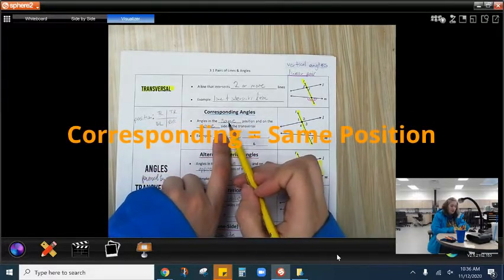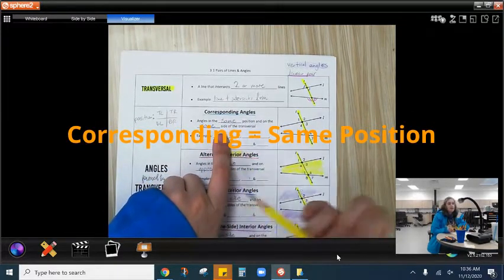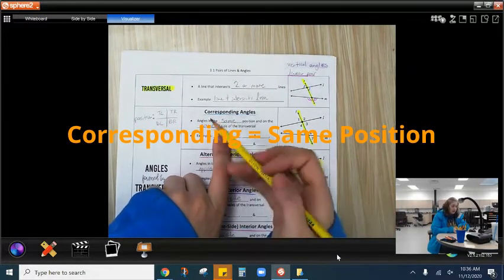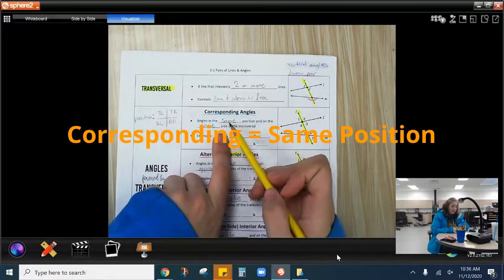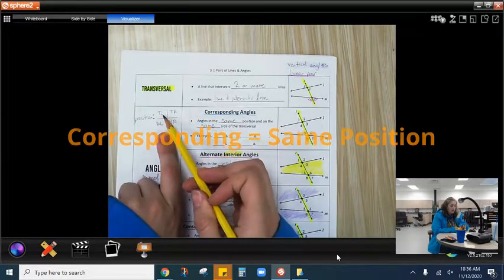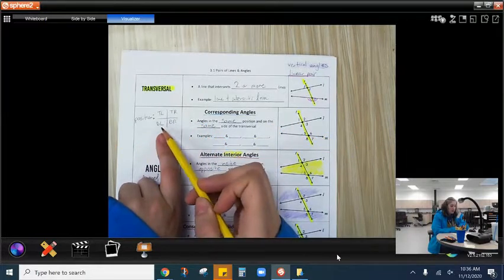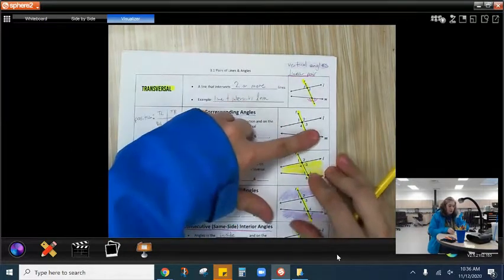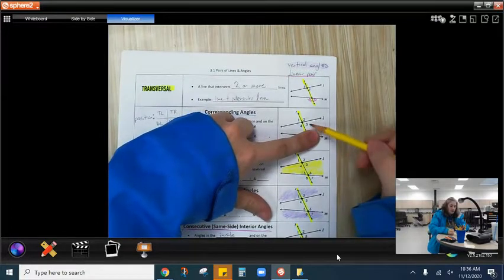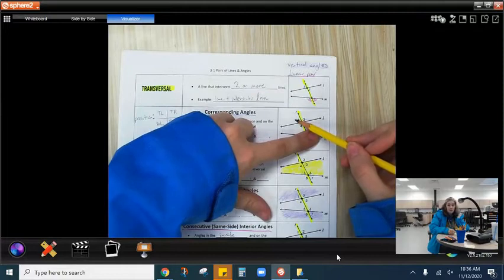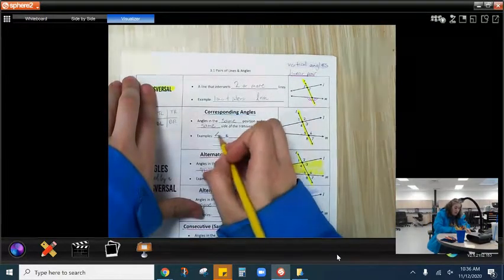Corresponding angles are angles that are in the same position and on the same side of the transversal. Sides would be like left and right or top and bottom. In the same position, this is what I mean by position: we would have the top left, the top right, the bottom right, and the bottom left. Those are the same positions. So if I cover up line M for a second, and I look up here at line L, I would say that angle 1 is in the top left.